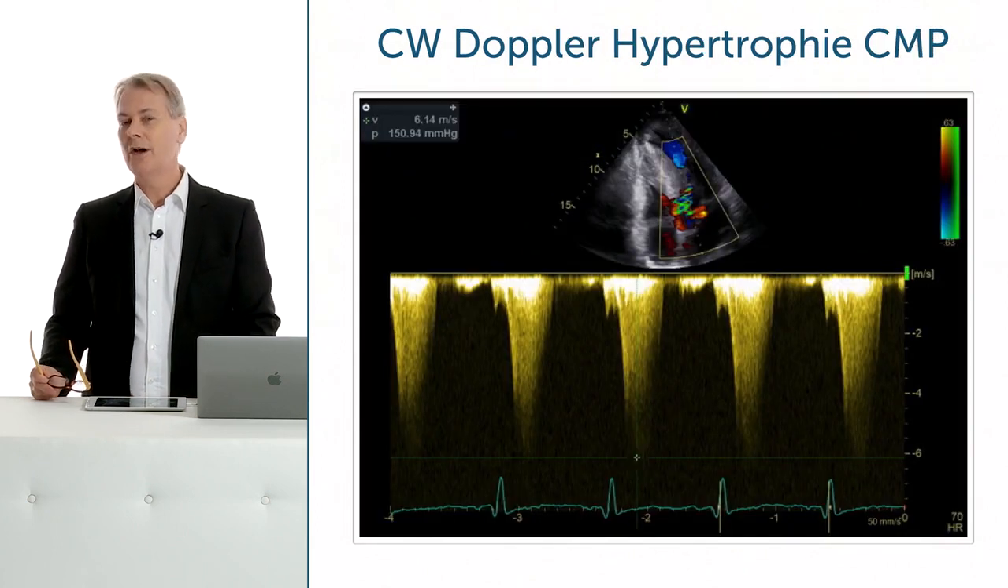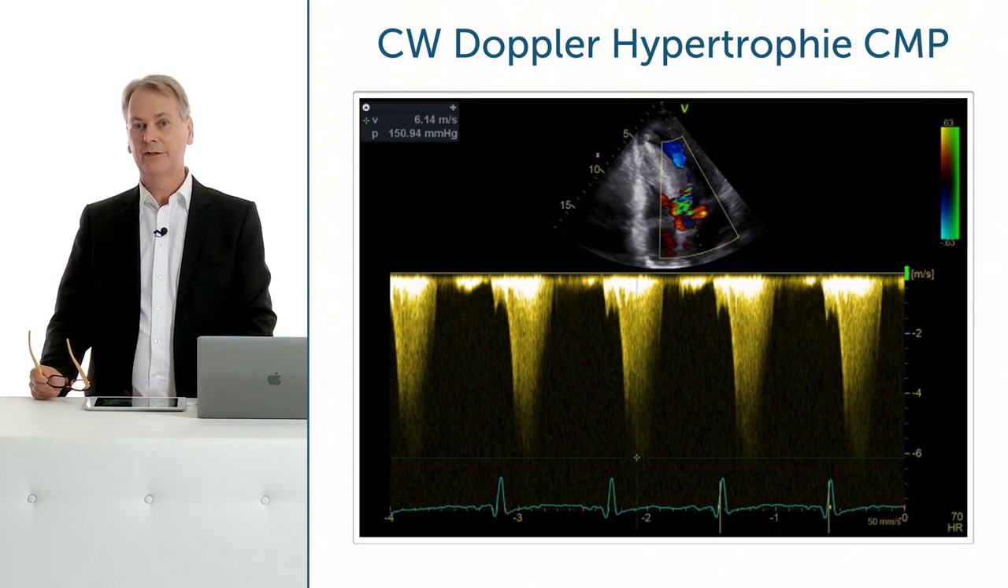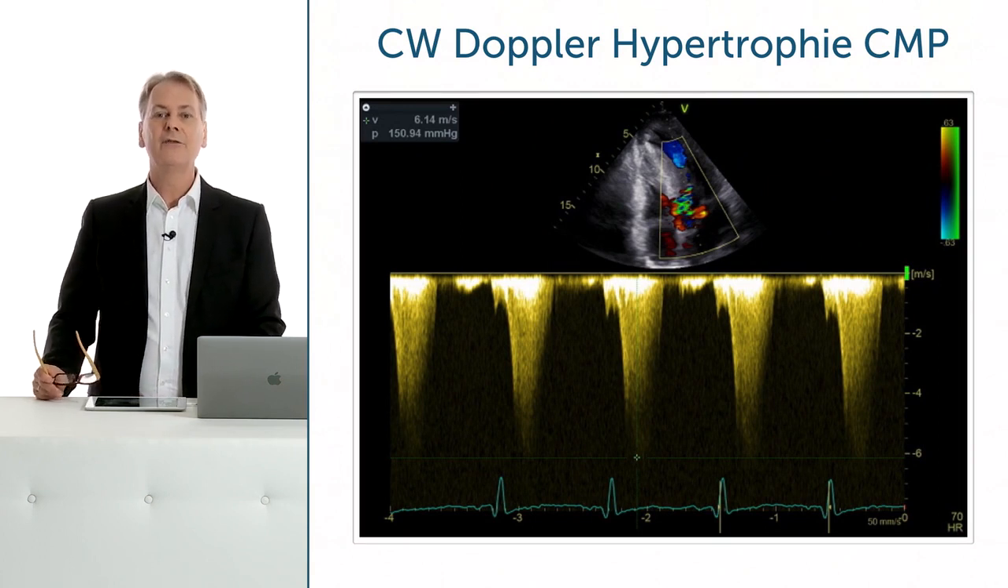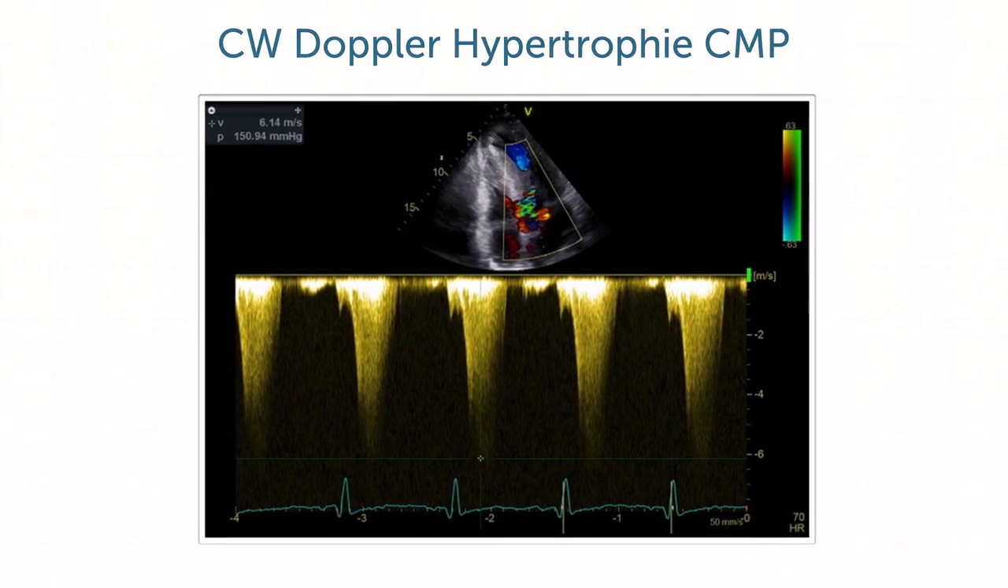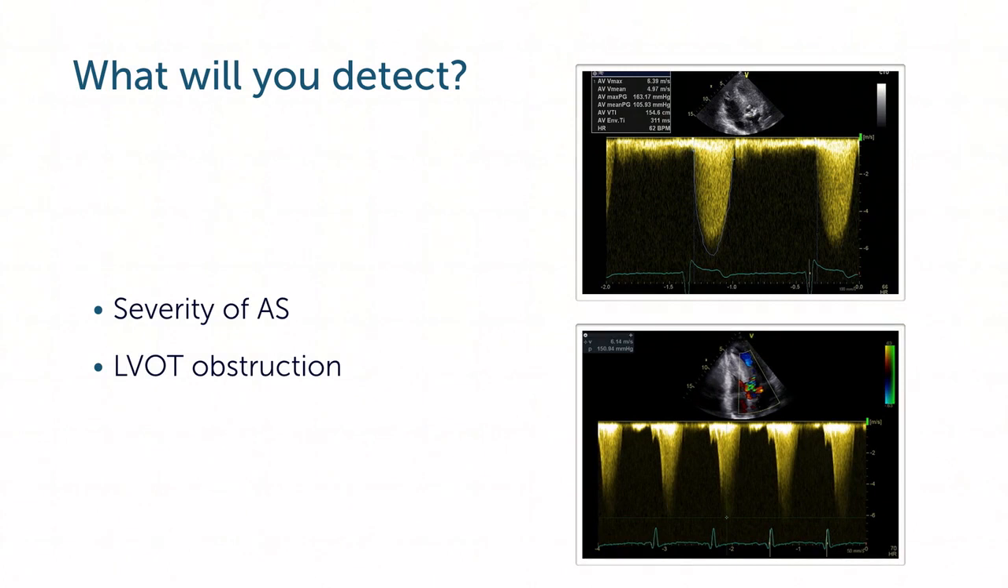But of course, you'll not only pick up aortic stenosis with continuous wave Doppler, but also LVOT obstruction, as for example in hypertrophic cardiomyopathy. So where do you use continuous wave Doppler? To quantify and detect the aortic stenosis and LVOT obstruction in hypertrophic cardiomyopathy. We've looked at the mitral valve, at the aortic valve. Next we look at the tricuspid valve.